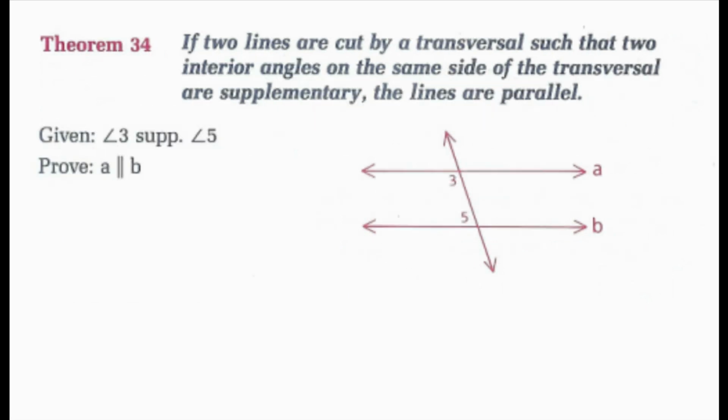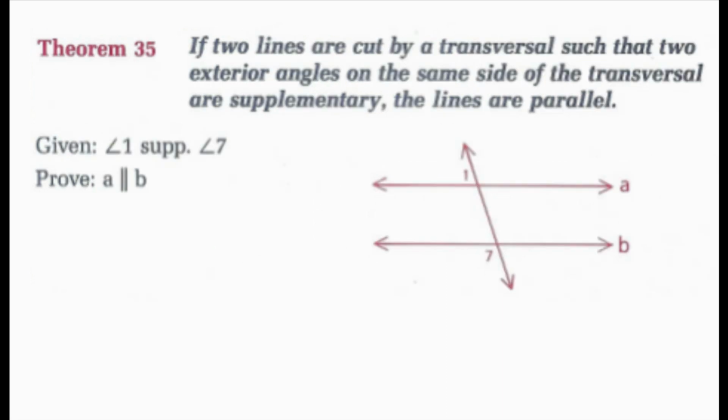If we show same side interior angles are supplementary, then we'll have parallel lines. So if two lines are cut by a transversal such that two interior angles on the same side of the transversal are supplementary, then the lines are parallel. So for a proof, we could use if same side interior angles supplementary, then parallel lines.